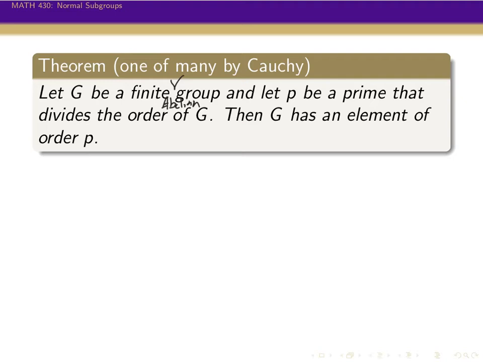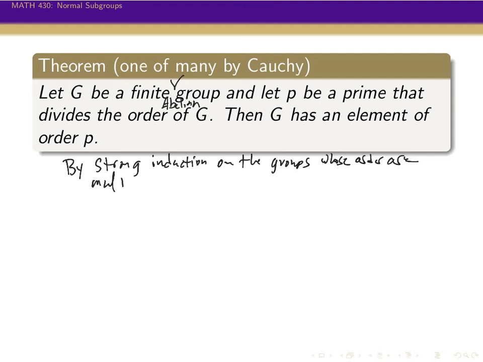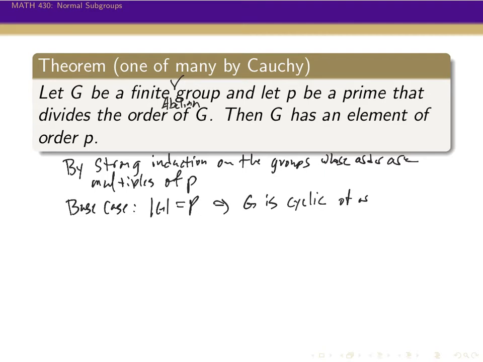And so we're going to prove this by strong induction on groups whose order is a multiple of P. So the base case is if G has order P, and as we've seen before, if G has order P, then G is cyclic and of order P. So its generator has order P, and then we're done.